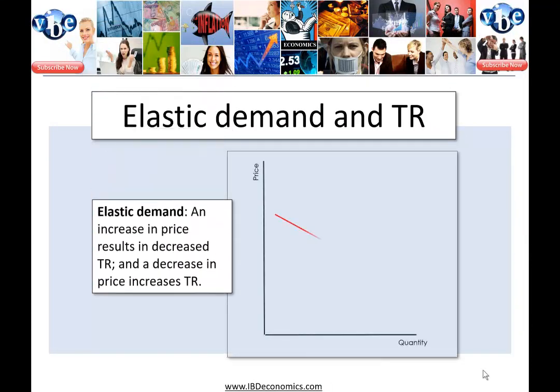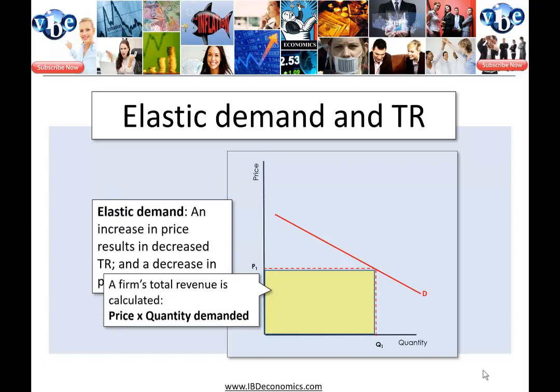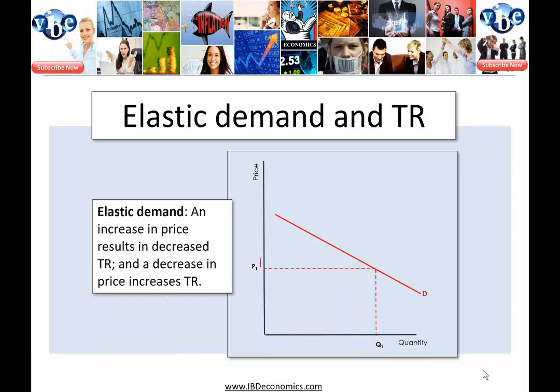Continuing on with total revenue, we need to consider elastic demand and inelastic demand and how that affects total revenue. So a firm's total revenue, as we said, is calculated by price times quantity demanded. The value of total revenue is represented in these boxes here, in the yellow rectangle. A price increase with elastic demand results in a relatively greater change in quantity demanded than change in price. So the new revenue here is calculated by P2 times Q2, and it's represented by the yellow rectangle again.